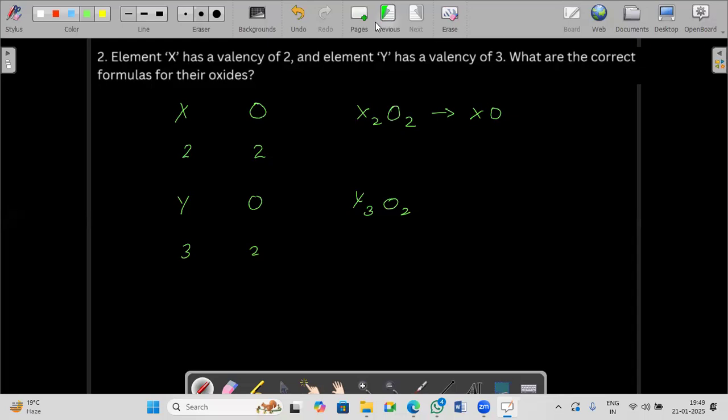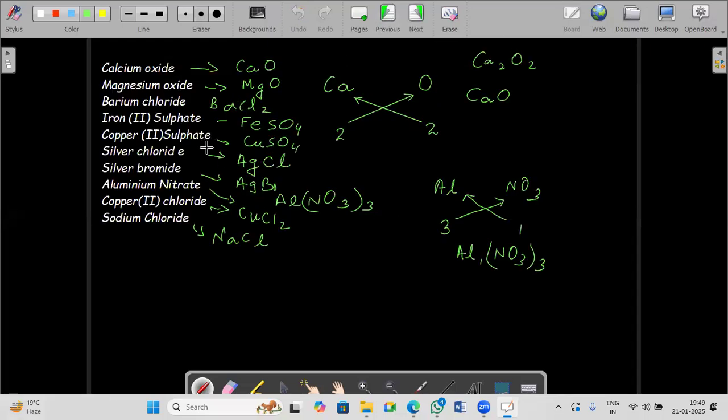Now has everyone cleared all the formulas? Sodium chloride is also called common salt, which is used in our kitchen. Copper sulfate is also called blue vitriol. It's blue in color, so another name for copper sulfate is blue vitriol due to its blue color. Got it?